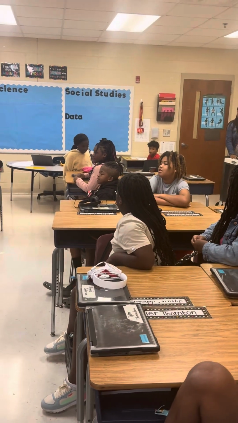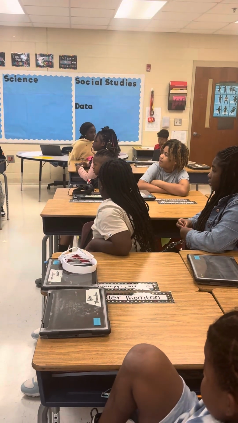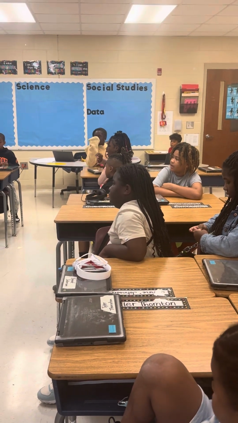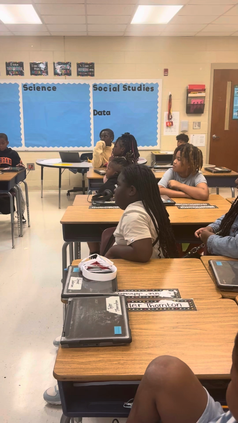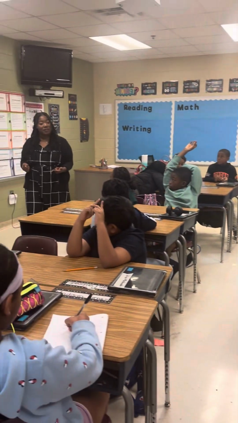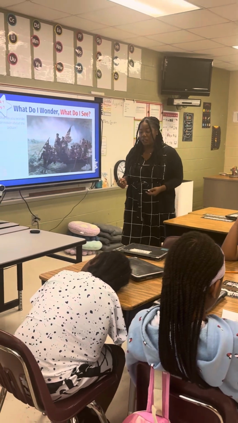I noticed that they have a boat and they're going to that piece of land. They're maybe going to fight for that land. Good inference. You made an inference based off of that picture. They're probably going to fight for it. Did you want to add something, Tyler?